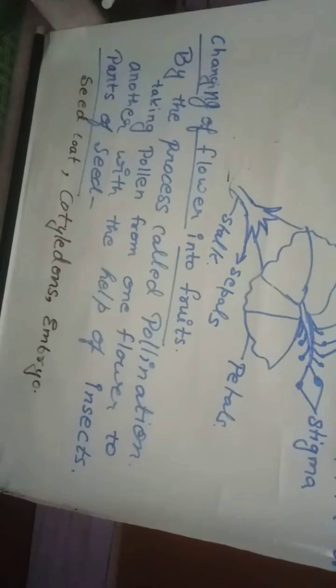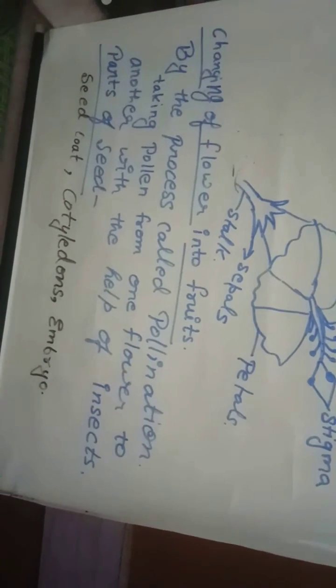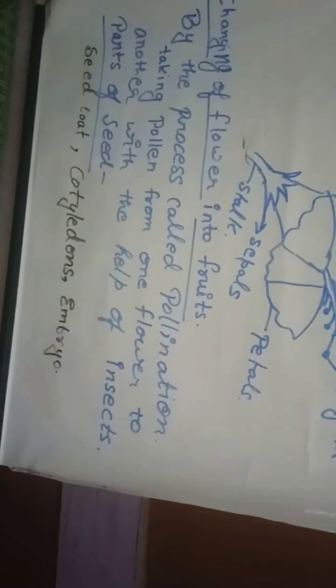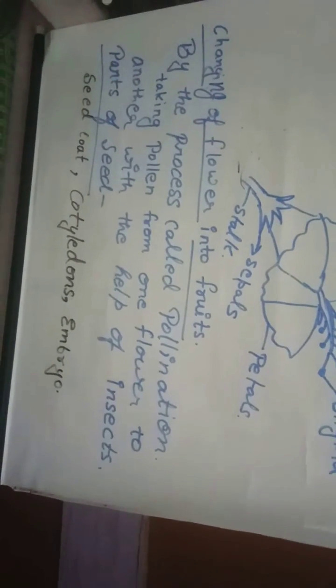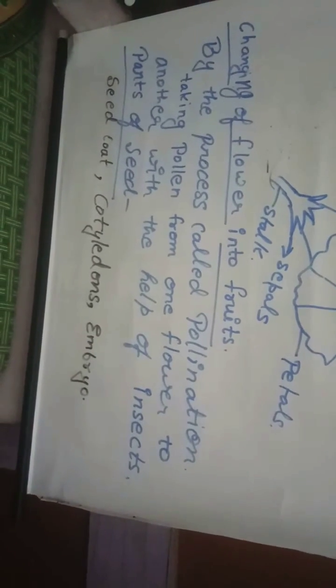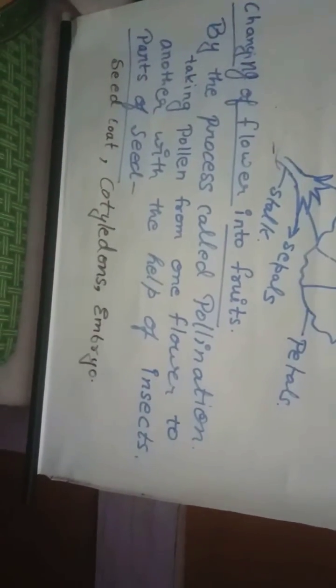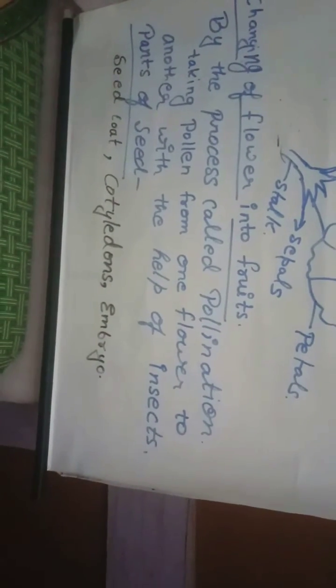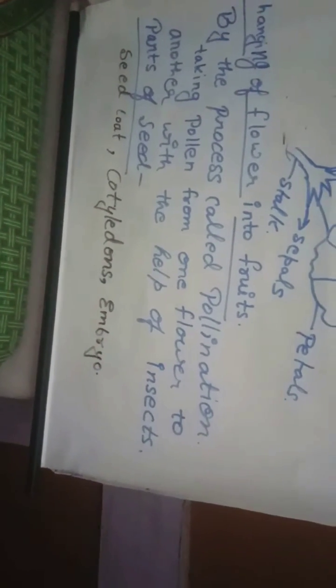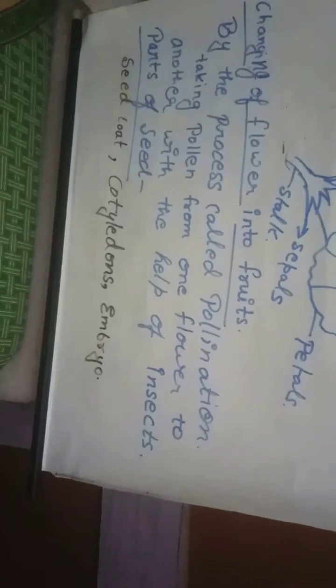Then we have studied the changing of flower into fruit. How does a flower change into fruit? By the process of pollination, a flower changes into fruit. And how does the pollination process occur? With the help of insects. What do the insects do? The insects take the pollen from one flower to another. With the help of insects, pollination occurs.